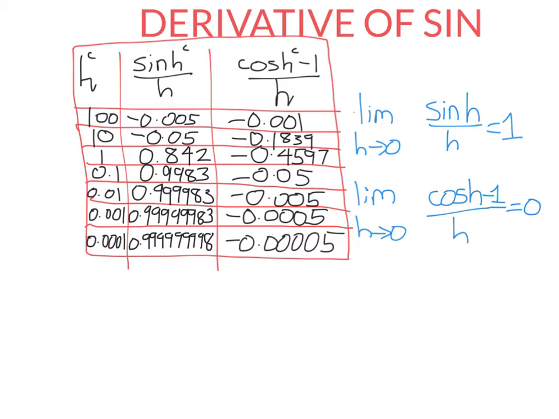And similarly, we see that as h is getting closer and closer to 0, cos h minus 1 over h is getting closer and closer to 0 also. And that's this formula here. Again, h needs to be in radians. And we will need these two formulas when we go to differentiate sine x.